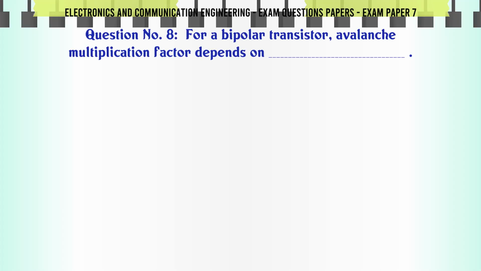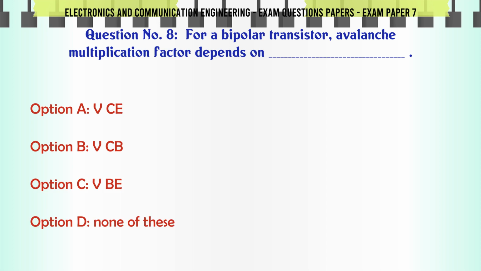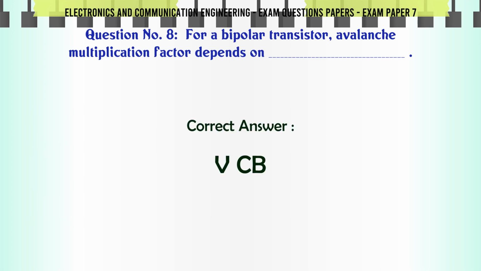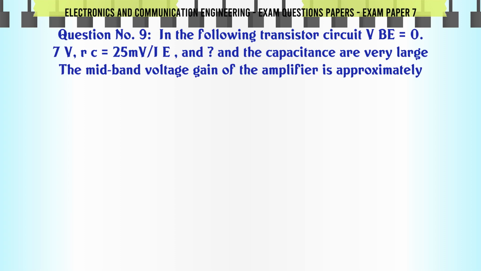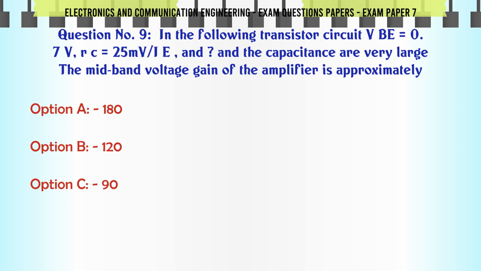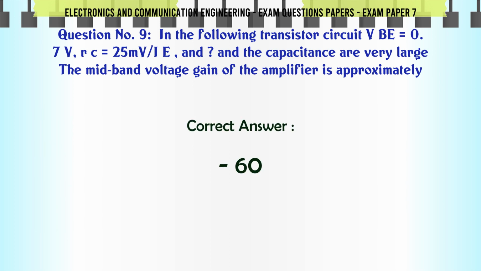For a bipolar transistor, avalanche multiplication factor depends on A VCE, B VCB, C VB, D none of these. The correct answer is VCB. In the following transistor circuit, VBE is 0.7 V, and the capacitances are very large. The mid-band voltage gain of the amplifier is approximately A 180, B 120, C 90, D 60. The correct answer is 60.